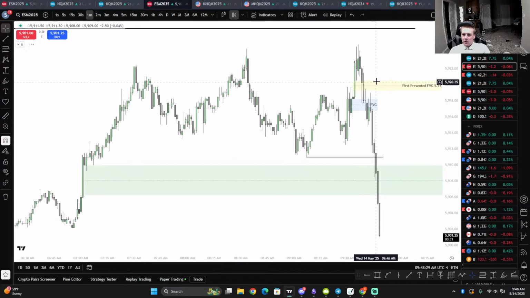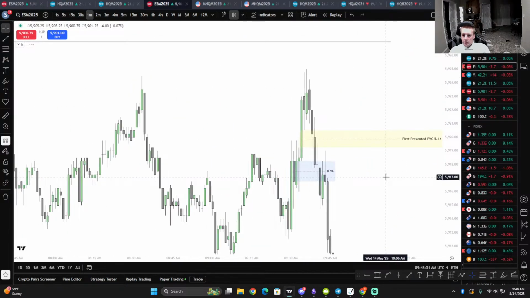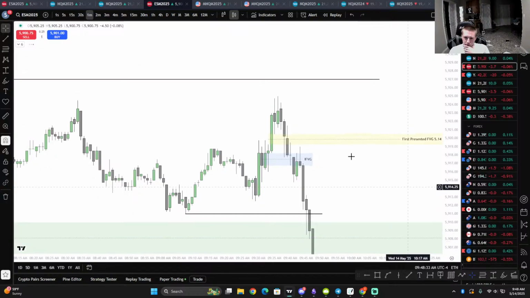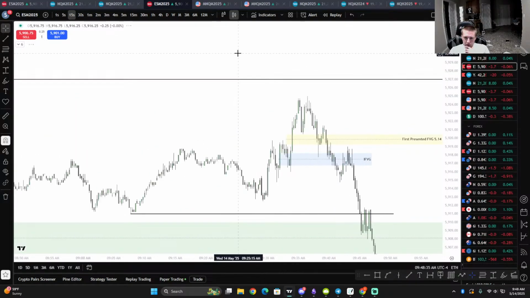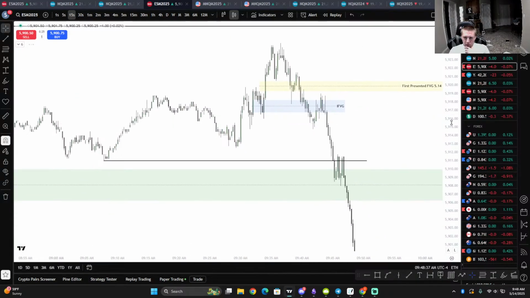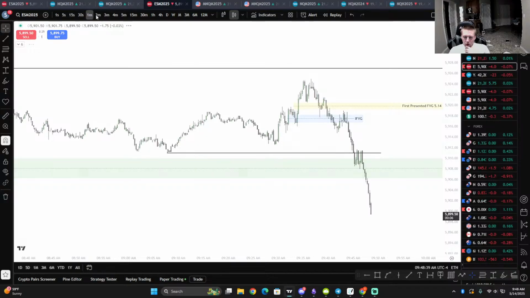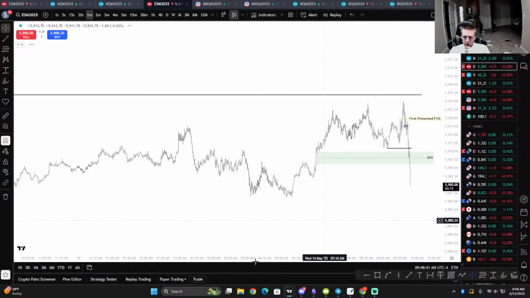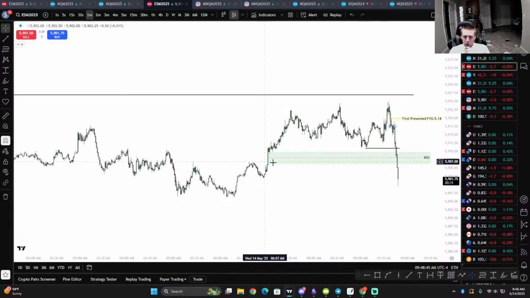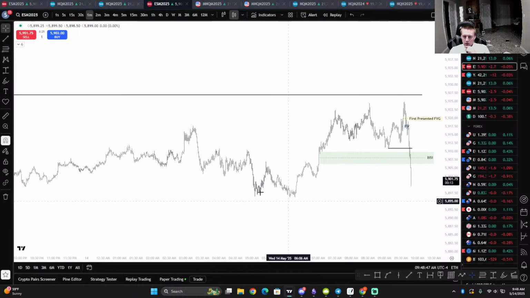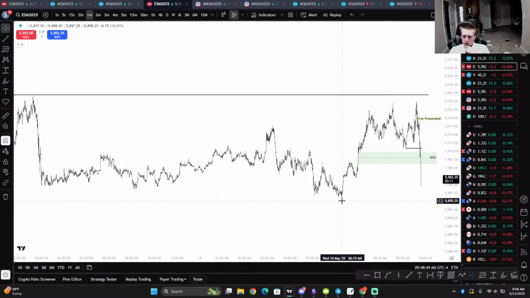ES wasn't even able to trade up into its first presented fair value gap. It was using this 15-second inversion that we marked out. Now we're just heavy. Trade into our buy side imbalance. Now let's see if we want sell side liquidity.